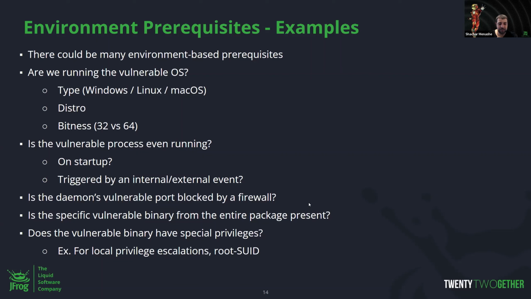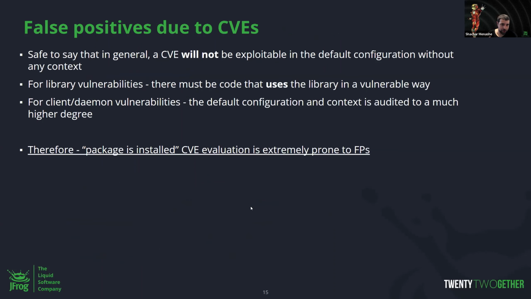And sometimes you even need special privileges on the vulnerable binary. If it's a local privilege escalation, it might only be exploitable if the vulnerable binary is setuid. And if it's not setuid, it won't be susceptible to local privilege escalation. For example, the GHOST vulnerability, also a very well-known one. So these are all the example categories.